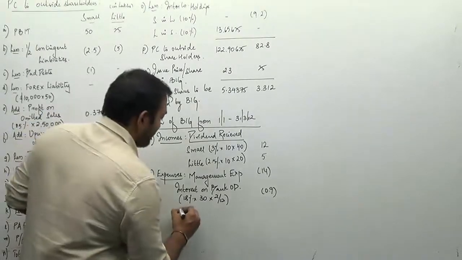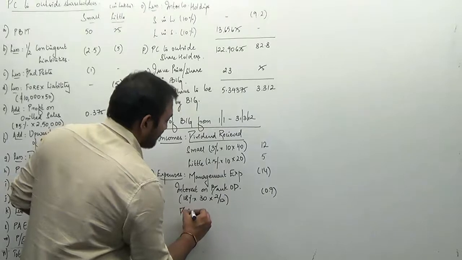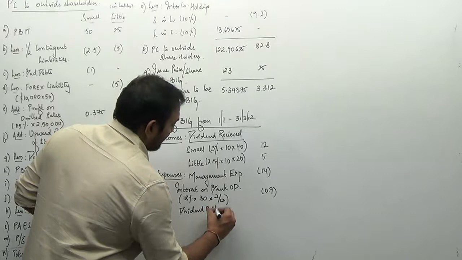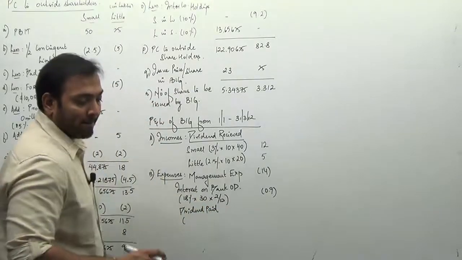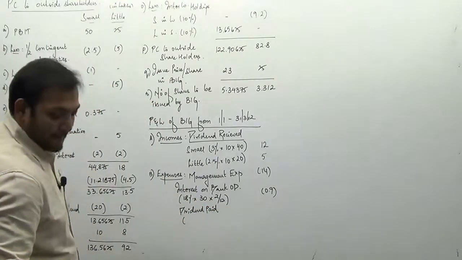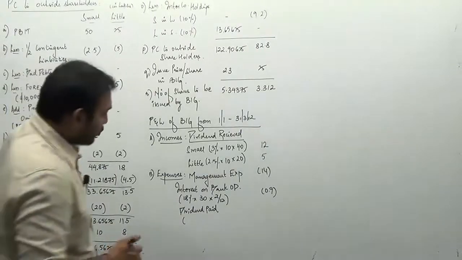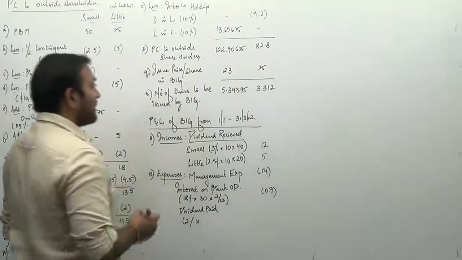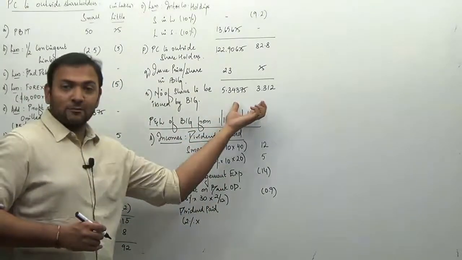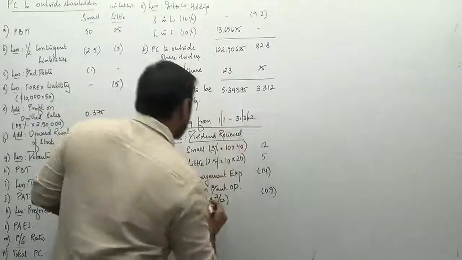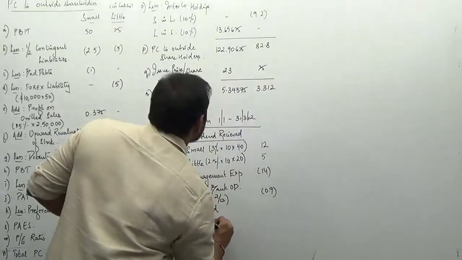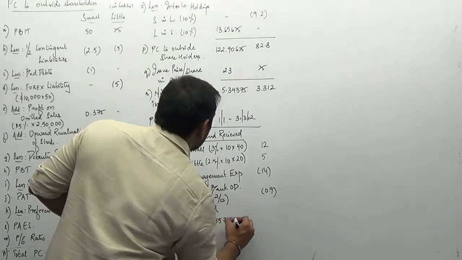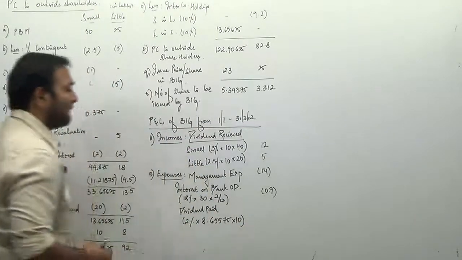Dividend. Dividend paid. They are paying dividend at 2%. On how many shares? Shares issued as PC. This total is 8.65575. Each share has a face value of 10.